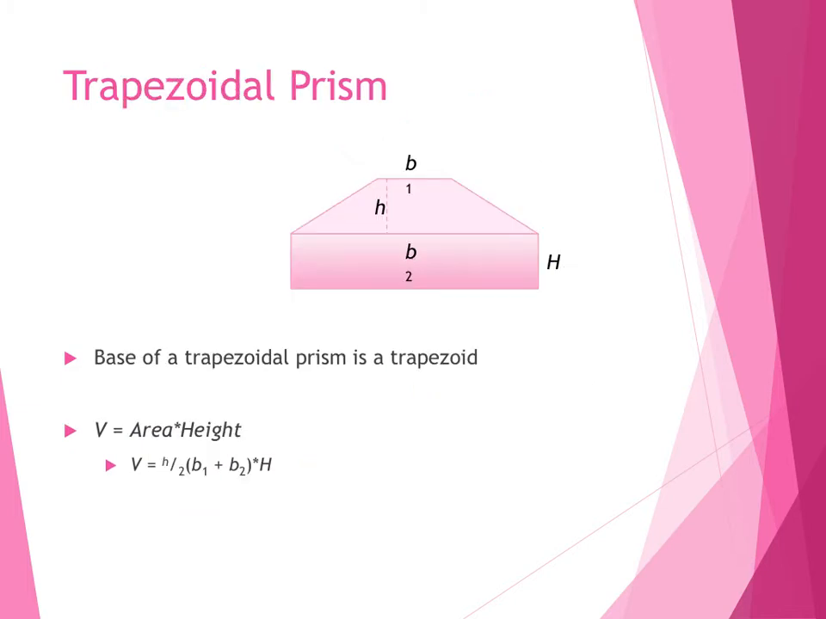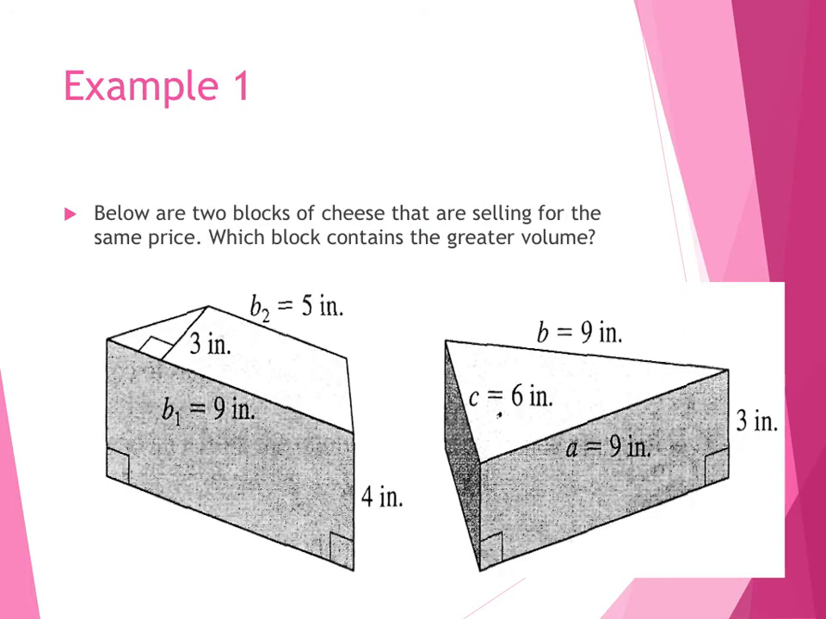A trapezoidal prism is one where the base is a trapezoid. So we're going to do the area of the trapezoid times the height. So remember, volume equals the height of the trapezoid divided by 2 times base 1 plus base 2, times the height of the figure. So let's take a look at some examples. Here we have 2 blocks of cheese that are selling for the same price, and we are trying to decide which block contains the greater volume.